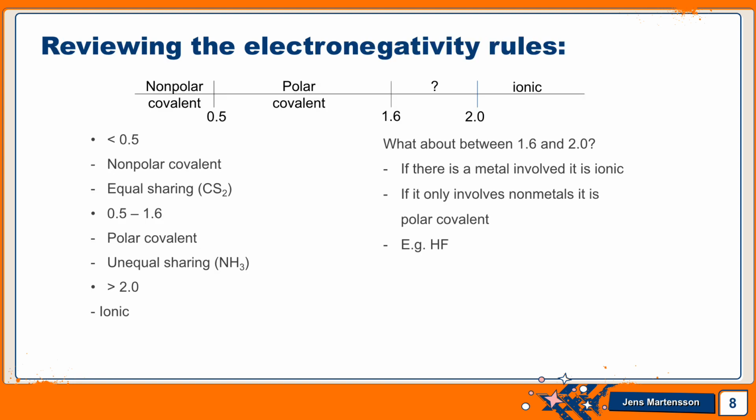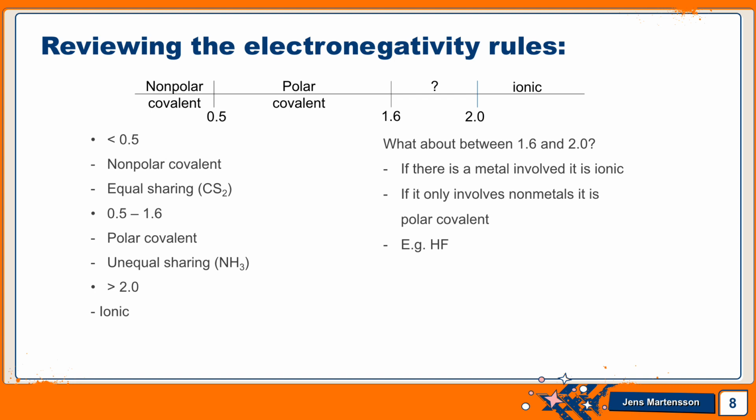Now we are going to review the electronegativity rules. So if you look here at my chart, we can see that anything less than 0.5 is considered nonpolar covalent. Now this is when there is an equal sharing between the 2 atoms in the bond. One example would be carbon disulfide. Next, between 0.5 and 1.6, it is considered a polar covalent bond. This is when there is an unequal sharing between the 2 atoms in the bond, and one example would be ammonia.